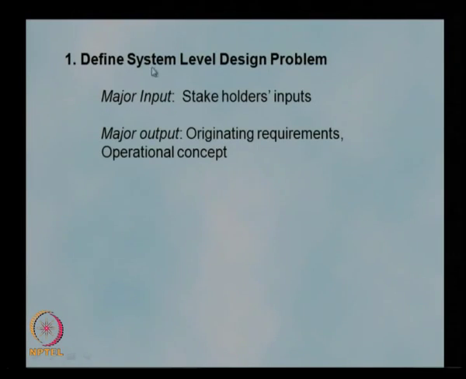As you can see here, for the system level design problem, the major input is the stakeholders' input. The stakeholders can be the customer, the purchaser, or whoever is using it. Their input is the major input for the system level design problem. They state their requirements, their application, and their expectations from the system. Based on that, the output will be the originating requirements and operational concepts. The major output from this particular stage is the originating requirements. We make a document called the originating requirements document, or ORD, and we have a few operational concepts which can be developed further to satisfy the stakeholders' requirements.